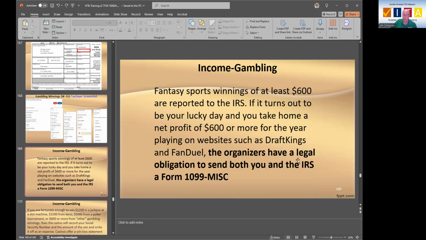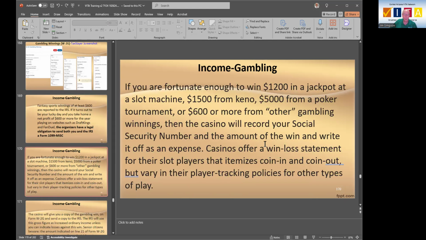Here's another thing we're starting to see more, because we've legalized sports betting now. This is saying, well, hey, fantasy sports winnings of at least 600 are reported to the IRS, and then they have to send you a 1099 miscellaneous. I don't know why it doesn't come on a W2G. Maybe they don't consider this gambling winnings. I don't know. But for right now, it comes to you on a 1099 miscellaneous. This is where you're going to put it in as other income. It is not earned income.